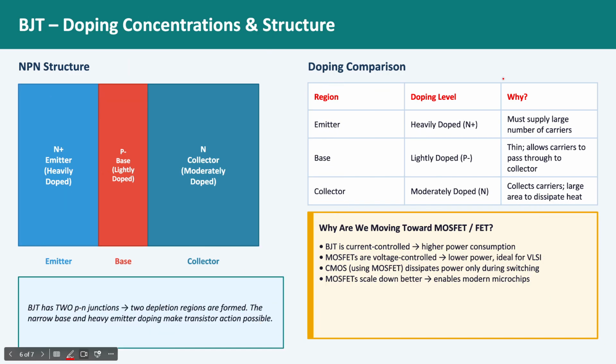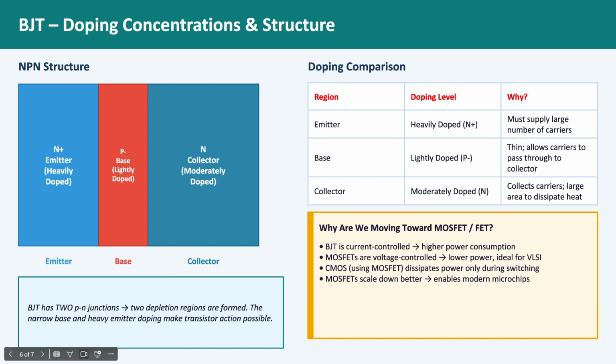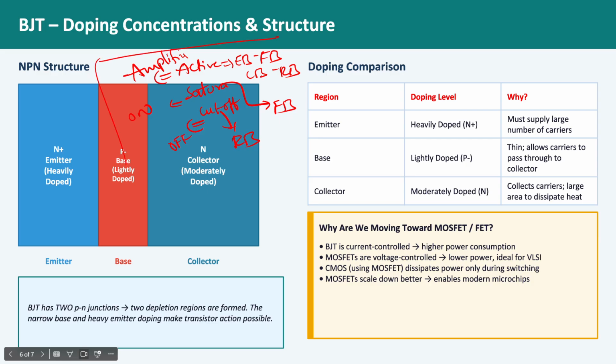So these are the operational regions of the BJT. What are the regions? Active region, saturation region, and cutoff region. In the active region, the emitter base junction is forward biased and the collector base junction is reverse biased. In saturation, both junctions are forward biased. In cutoff, both junctions are reverse biased. So the active region acts like an amplifier, the saturation region acts like an on switch, and the cutoff region acts like an off switch. These are the things by which the BJT works, related to the NPN transistor.